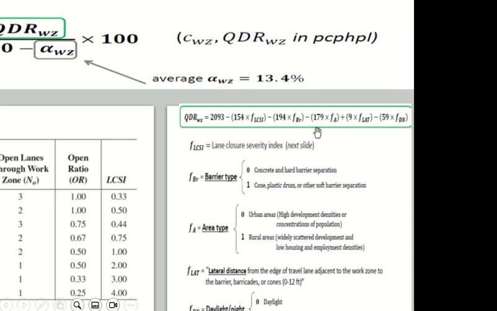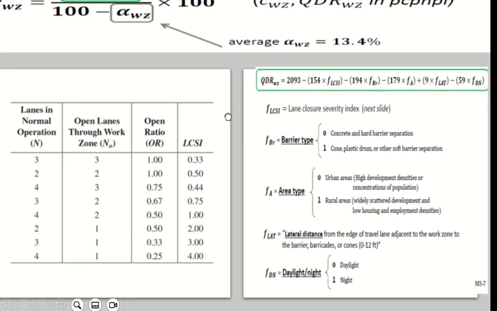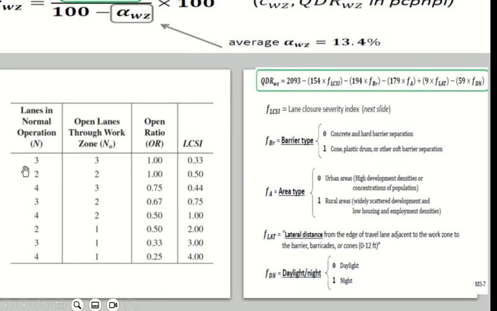Now you can see for QDR we have a long equation here, and this equation has 1, 2, 3, 4, 5 factors. So I need to find out how these factors are taken. The first factor is called the lane closure severity index, LCSI. From where do I get the lane closure severity index? This table. You need the normal lanes and the open lanes with the work zone, and then you can get LCSI. Don't worry about this ratio, we are not using it. So if you know the normal lanes without the work zone and how many of them are still open with the work zone, then you can get the required factor here.